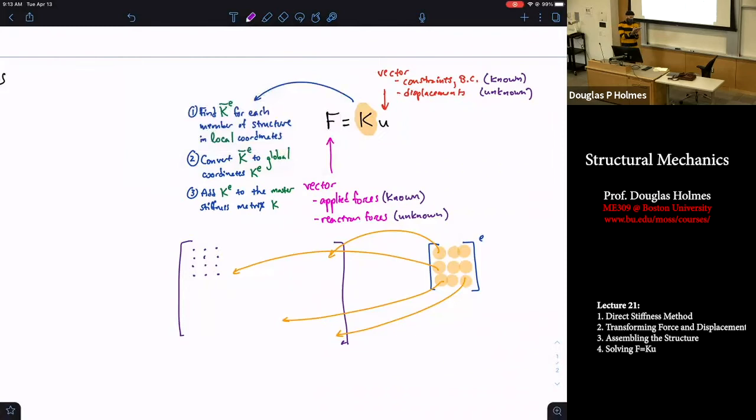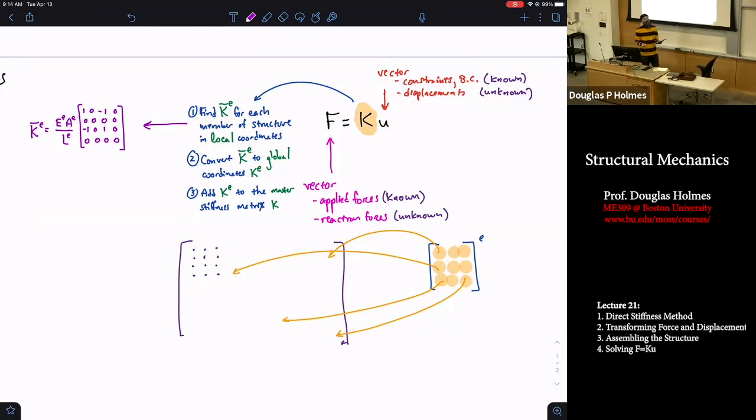What did we find last class? KE in local coordinates, for a bar or a spring, something really simple, was just EA over L times the matrix [1, -1; -1, 1]. So we did that last class.